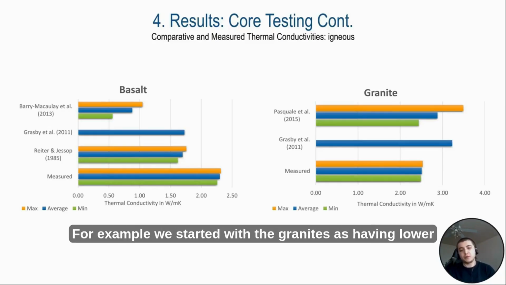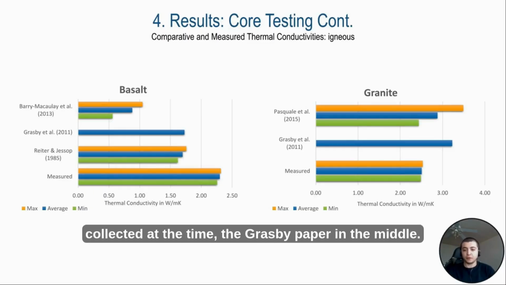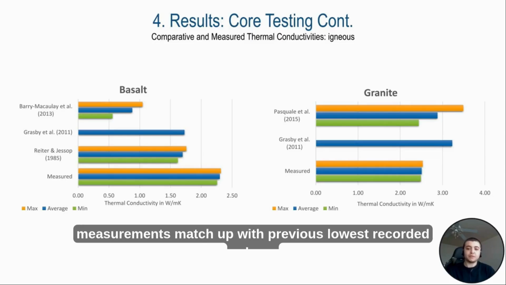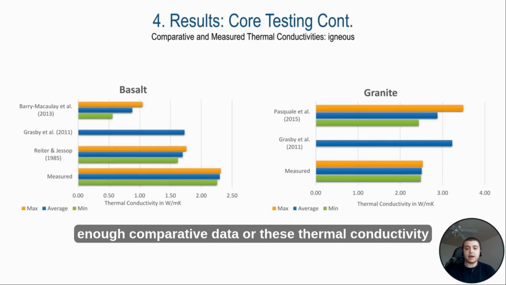For example, we started with the granites as having lower thermal conductivity values than the 1 other paper we had collected at the time, the Grasby paper in the middle. But when we found a second paper, it now appears our measurements match up with previous lowest recorded values. So it could be the case for both these cores that we simply don't have enough comparative data, or these thermal conductivity measurements are being influenced by factors we didn't have time to control for, such as core mineralogy.